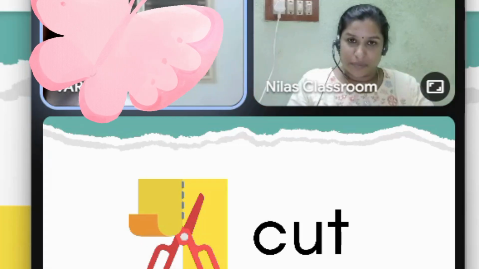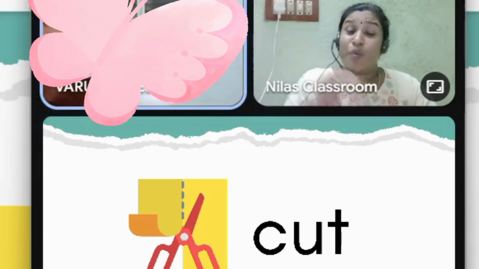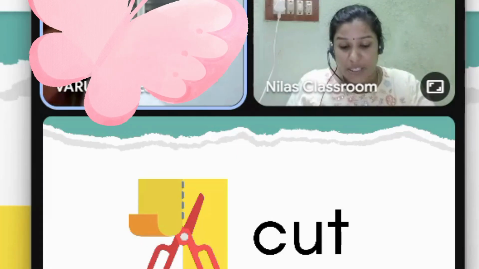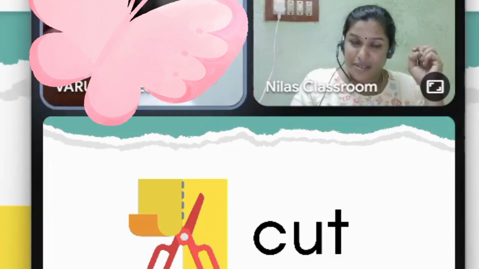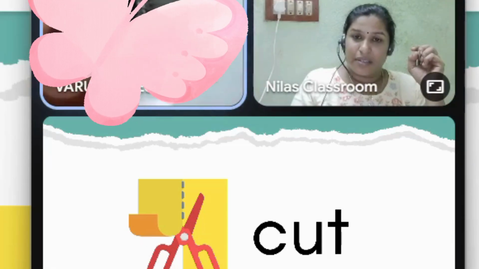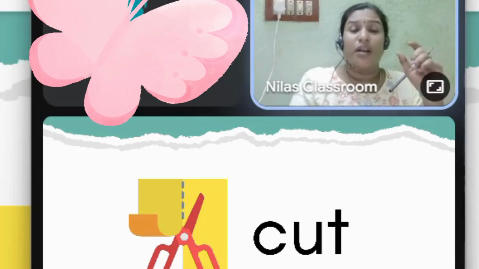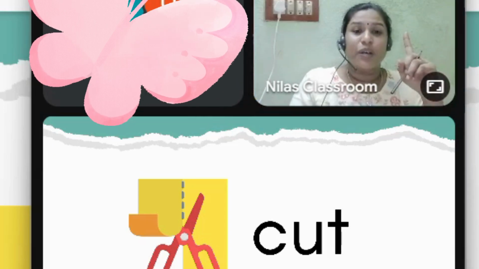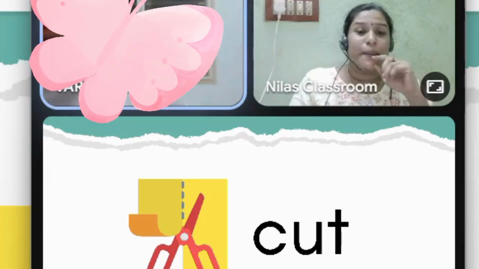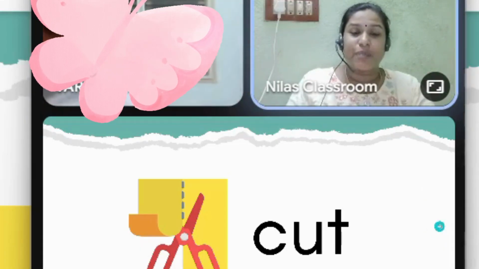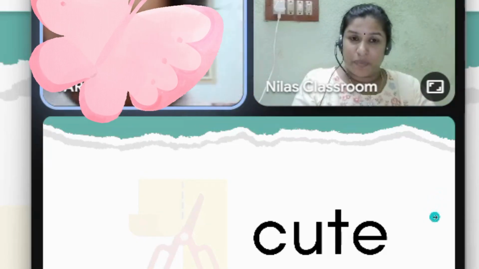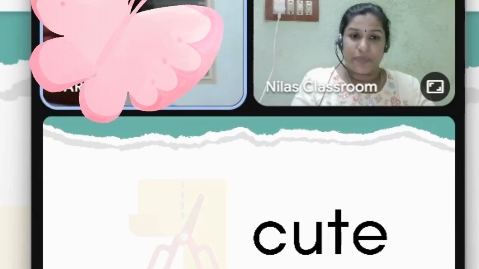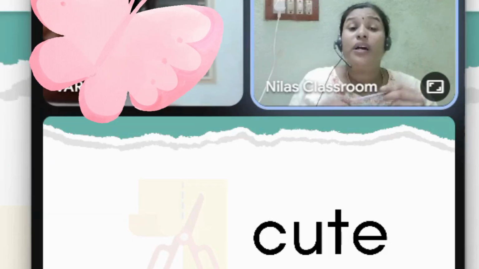C, u, t. Again, you are saying the T sound as ta, not ta. What is the sound of T? C, u, t. Cut. Yes, cut. Okay, when E comes at the end of the word, what will happen? It will give magic power to U. So how do you read this word? Cute. Again, you are saying cute.